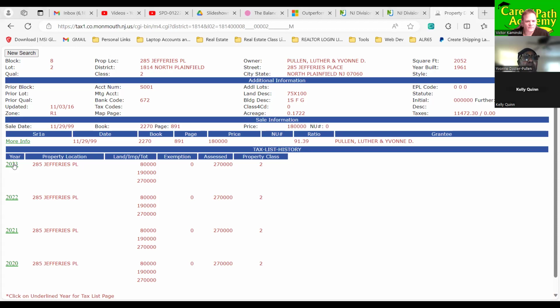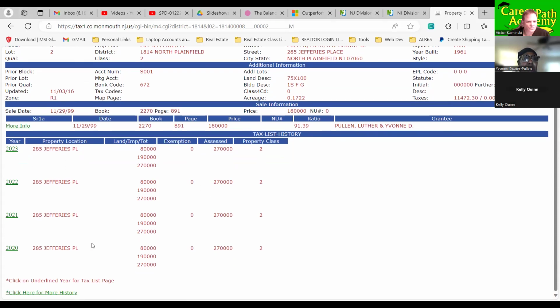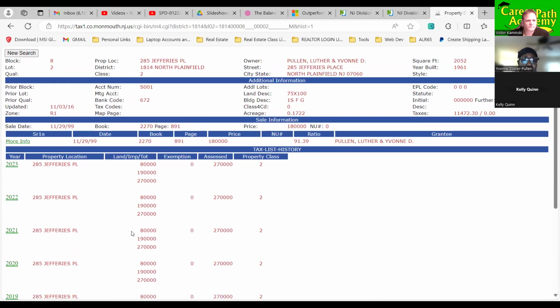Let's see if we could pull up the tax bill for 2023. We're not getting all that information. So let's just go by, if they were using the same tax ratio today as they did in 1999, what your property's value is estimated at if they're still using that 91.39 ratio.